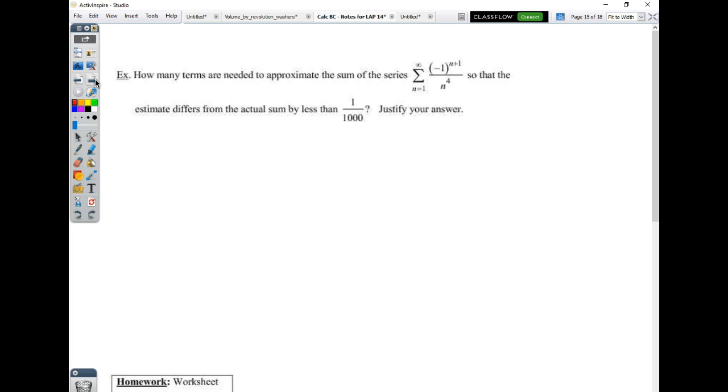Well, so what am I trying to do? I'm trying to estimate S. Agreed? I like estimating things. So when I look at this problem, I want to figure out how many terms I need in order to do that, but I want the difference from the actual sum, or my error, to be less than 1 over 1000. Agreed? So let's start finding some terms. What's the first term going to be?